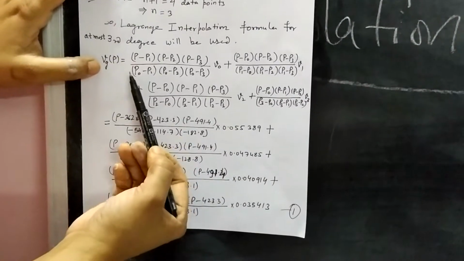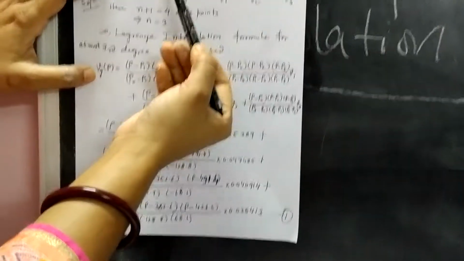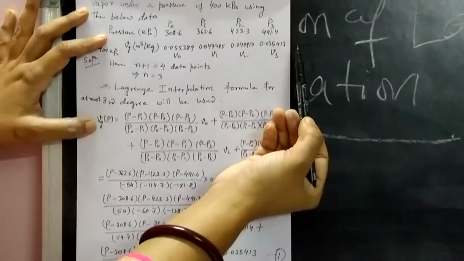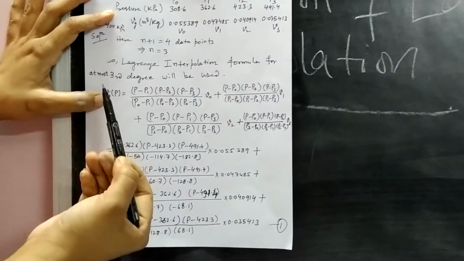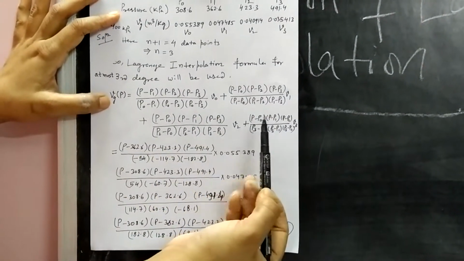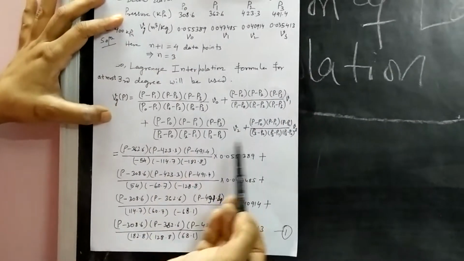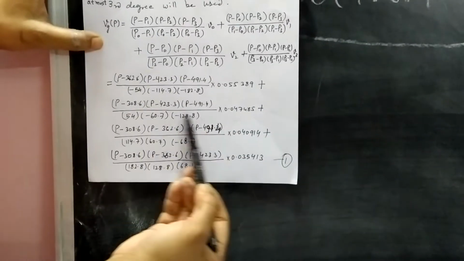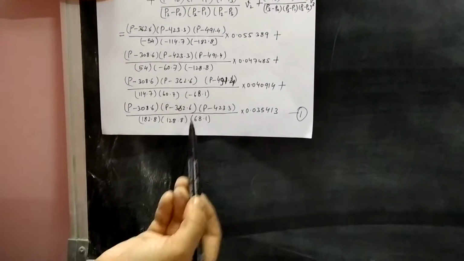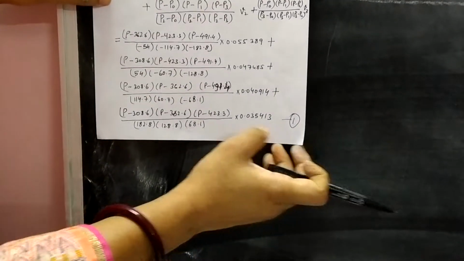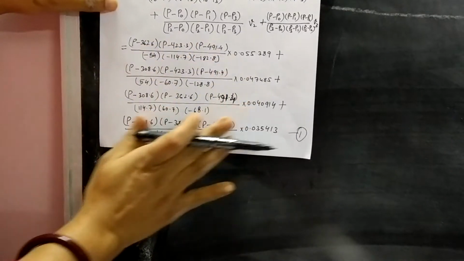Why have we applied Lagrange interpolating polynomial of degree 3? Because 4 data points were given. So n plus 1 was 4, and we can get at most a degree 3 Lagrange interpolating polynomial. Now these values are given. Substituting these values, we can have this kind of expression. These are simple calculations, one can easily do it. Let it be equation number 1. So this is the formula.